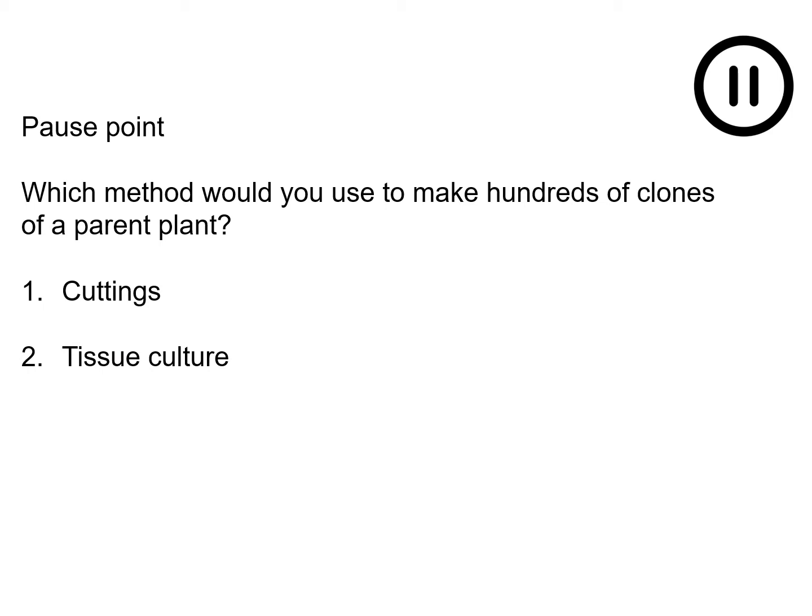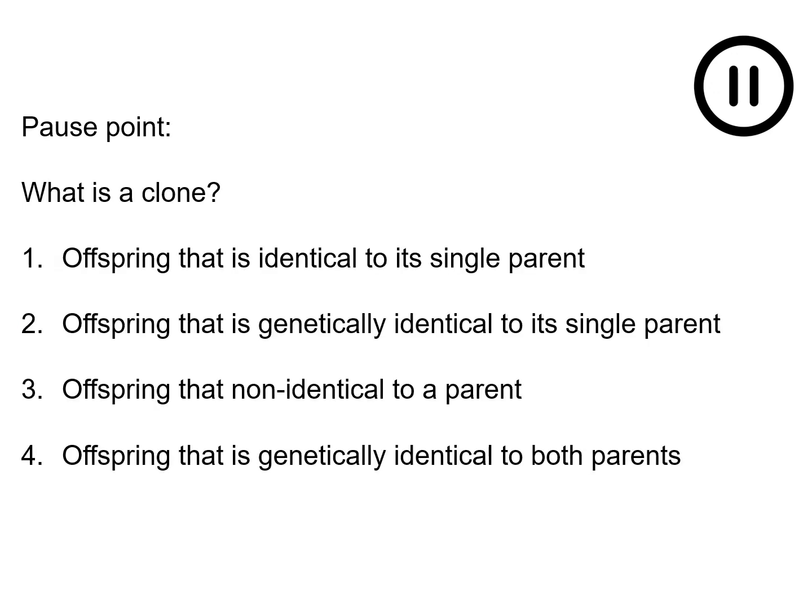Now we're going to check your understanding using a pause point. For each question, you can pause the video, write down what you think the correct statement is, and then play the video again to check your answer. To make hundreds of clones, we would use tissue culture because cuttings would be too inefficient. At your second pause point, you can now pause the video again.